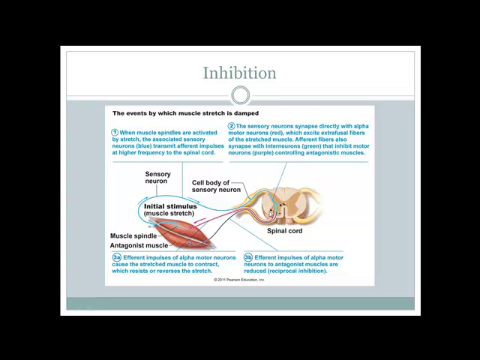One, you get alpha motor neurons telling the muscle that was stretched out to contract, and you're going to have another alpha motor neuron telling the antagonist muscle, the muscle that was not stretched, hey, relax, so this guy can completely contract and protect the joint.